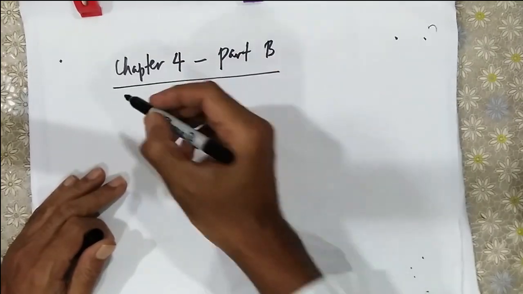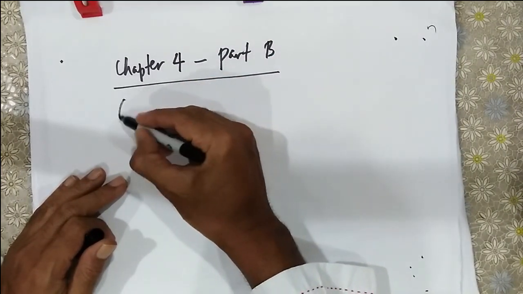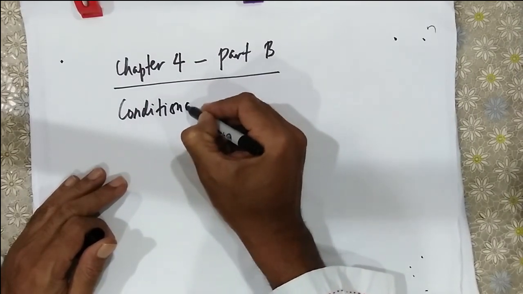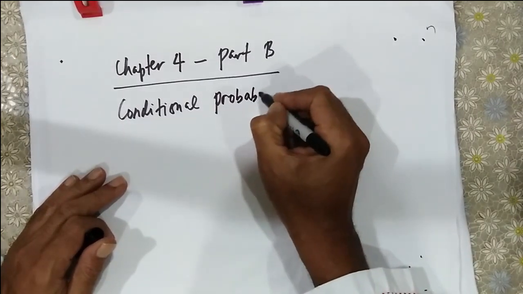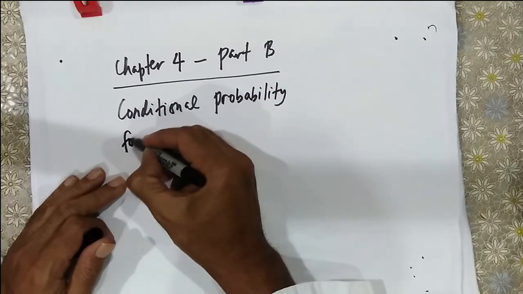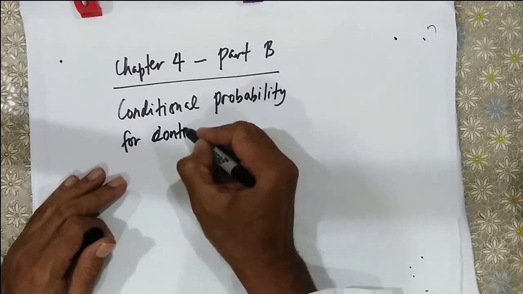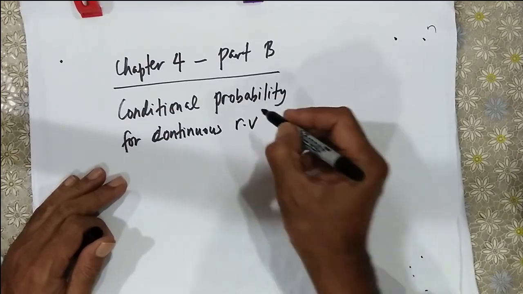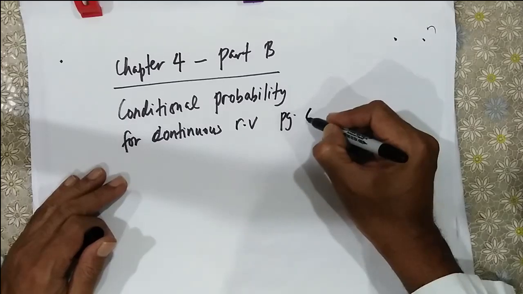So this is the conditional probability for the continuous random variable. You can refer to page 86.